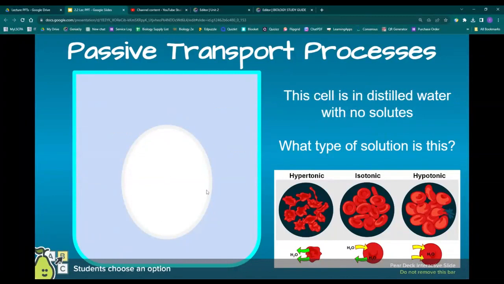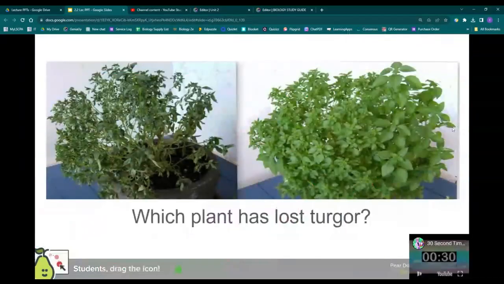This cell is inside distilled water. It has absolutely no solutes, but inside of this egg is protein and cholesterol and all kinds of stuff. So the water actually will try to force its way into the egg, and the egg will expand or become lysed. It will kind of swell. So it is a hypotonic solution. That's why we shouldn't ever drink distilled water, because we don't want this to happen to our blood cells.